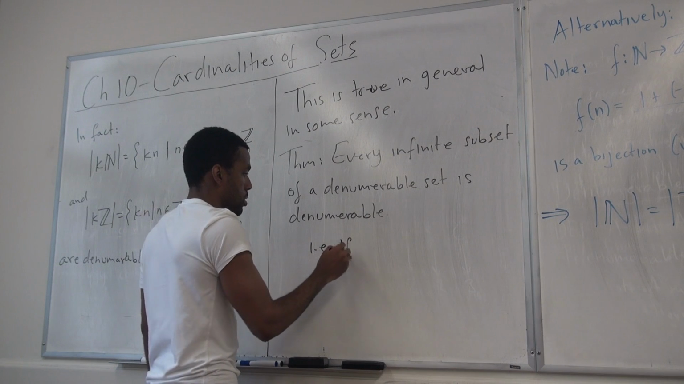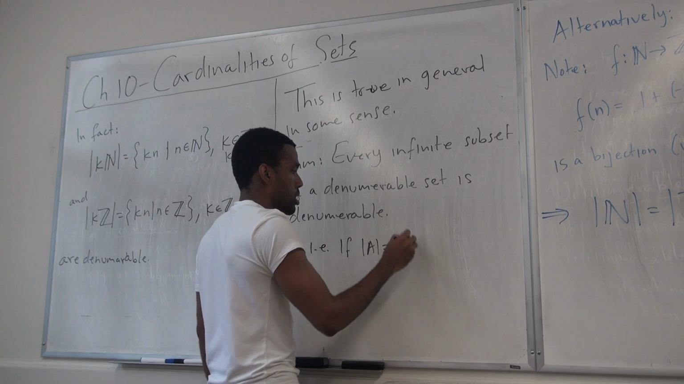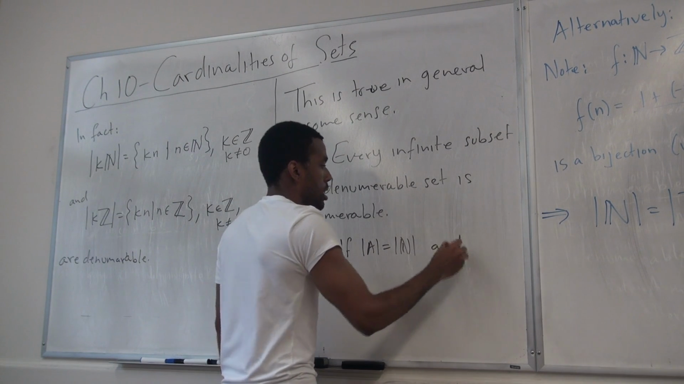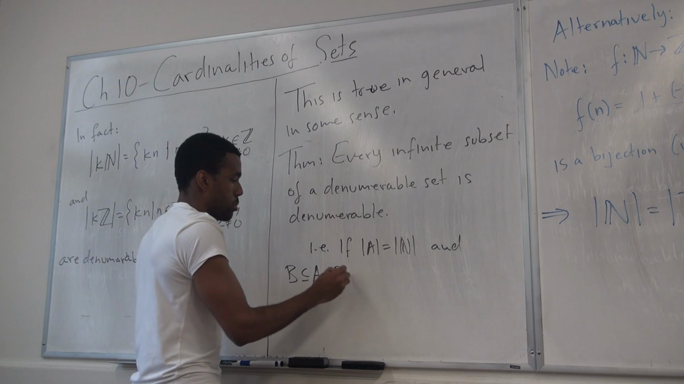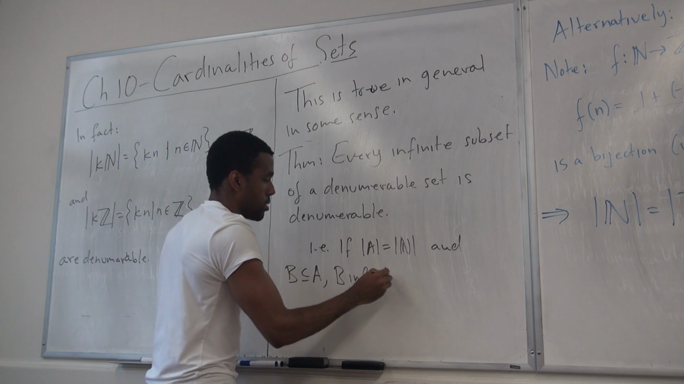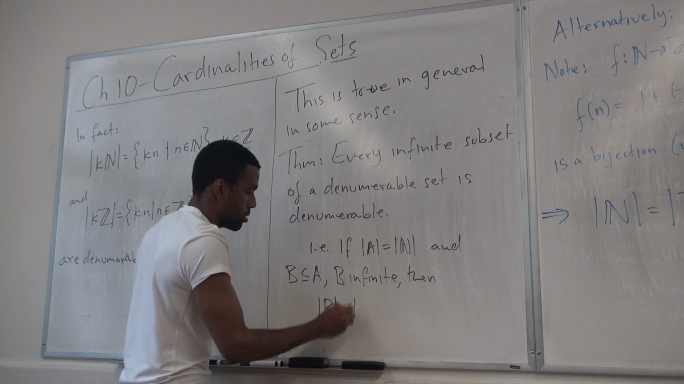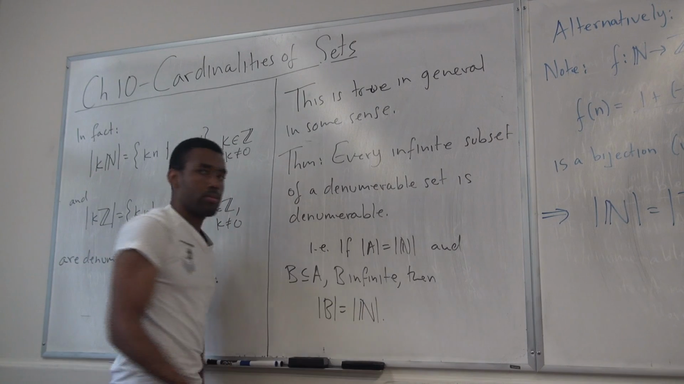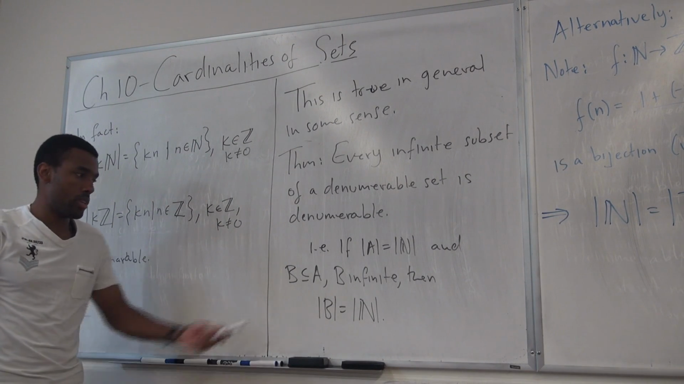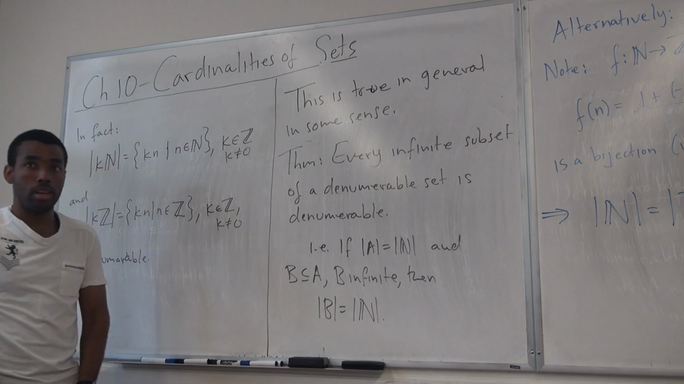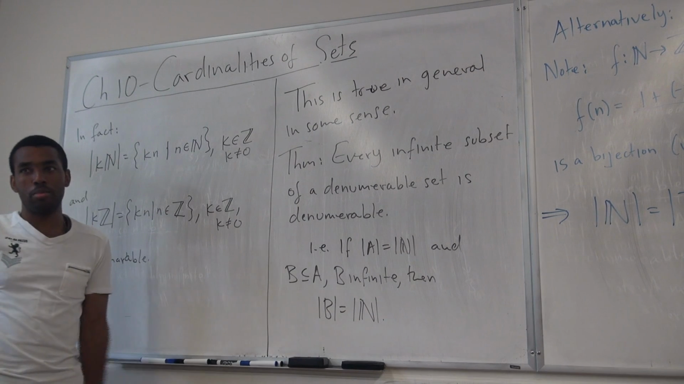That is, if A equals n, and B is a subset of A, B is infinite, then it turns out that B will equal n. The size won't change. Right? You can select a subset, once it's infinite, it will still be the size of n. So you can throw away an infinite number of guys and you still have the same amount of guys.